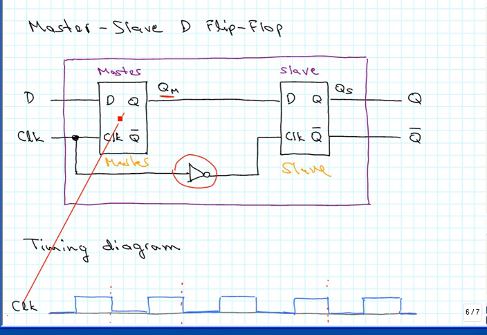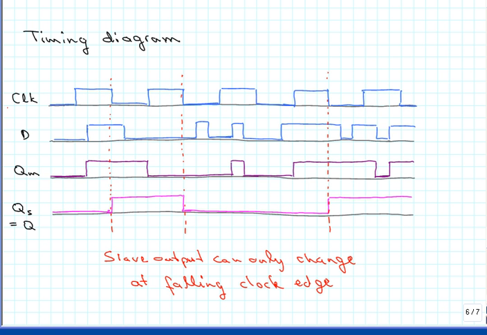So what this leads to is that the data transfer is actually occurring on the edge of the clock. So let's take a look at this timing diagram here. Again, we have the clock that goes high and low and high and low, and so when it's high, then the master is enabled.